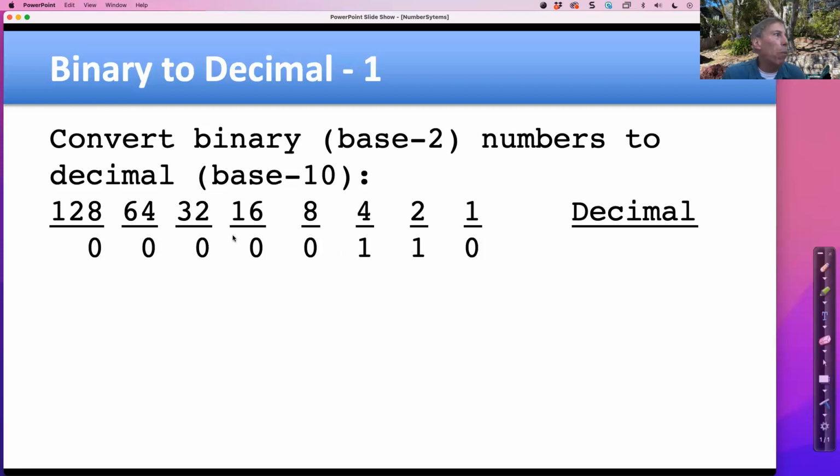All we have to do is, where are the ones? Okay, I'm not giving you any $128 bills, no $64 bills, no $32 bills, no $16 bills, no $8 bills. I'm going to give you a $4 bill and a $2 bill and no $1 bills. So what am I giving you in decimal? 4 plus 2, the value is 6.